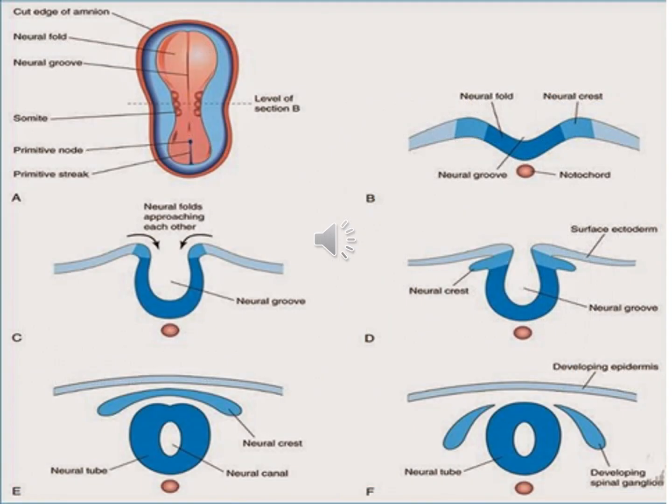You can see here how the neural folds go up, forming the neural groove. That is the process of neurulation exactly. And some cells from the neural fold are migrating between the ectoderm and the neural tube, called the neural crest cells. These neural crest cells will form the autonomic and sensory nervous system.